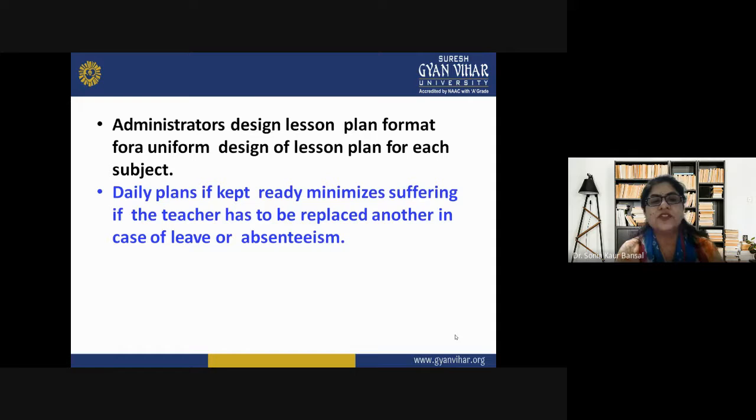Then administrators design a lesson plan format for a uniform design of lesson plans for each subject. Daily lesson plans, if kept ready, minimize suffering if the teacher has to be replaced by another in case of leave or absenteeism. So this is the utility of a daily lesson plan.